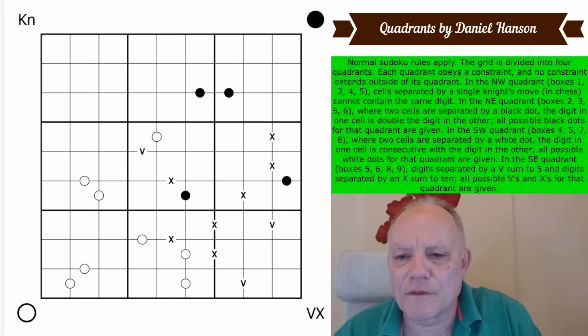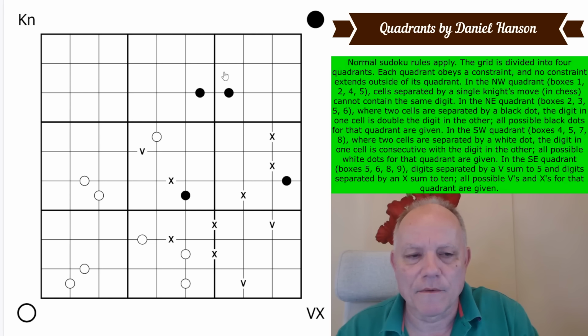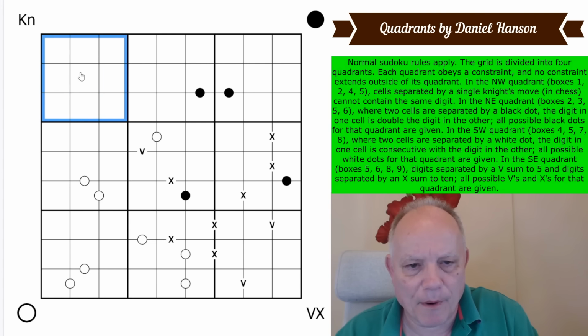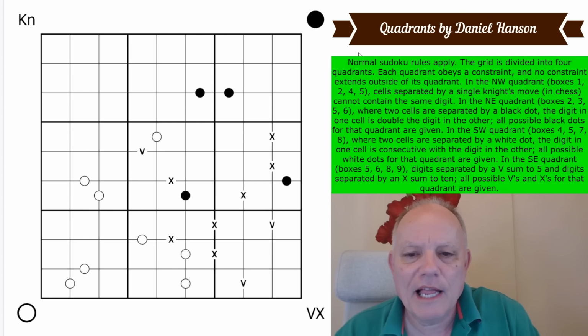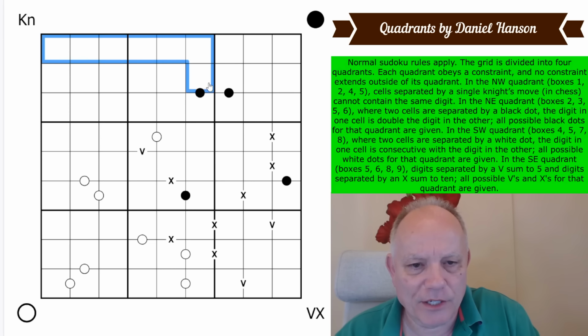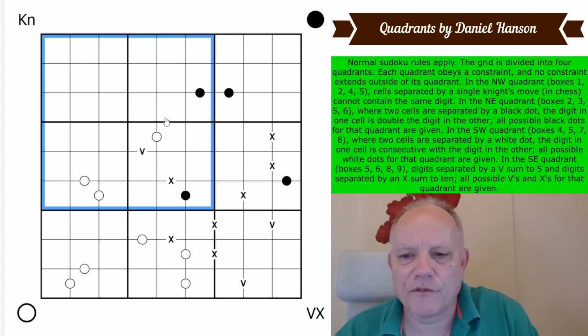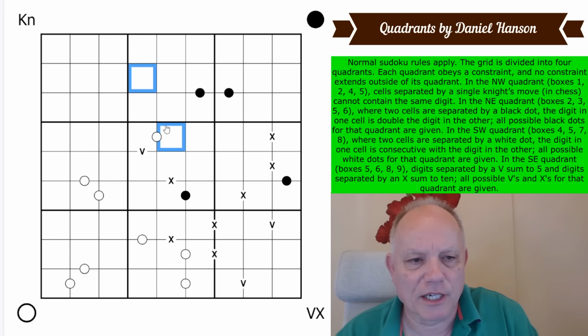Anyway, let's have a look at the rules of Quadrants by Daniel Hansen. So, normal Sudoku rules apply, meaning 1 to 9 will go in every row, column, and 3 by 3 box. The grid is divided into 4 quadrants. Each quadrant obeys a constraint, and no constraint extends outside of its quadrant. In the northwest quadrant, which is this area, boxes 1, 2, 4, 5, cells separated by a single knight's move in chess cannot contain the same digit. So those have a knight's move constraint.